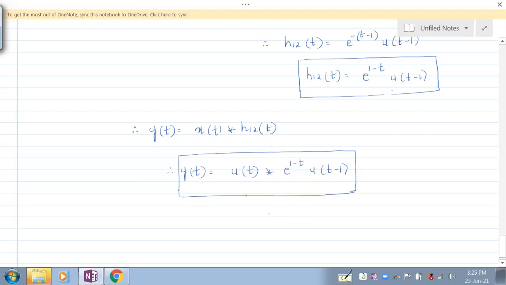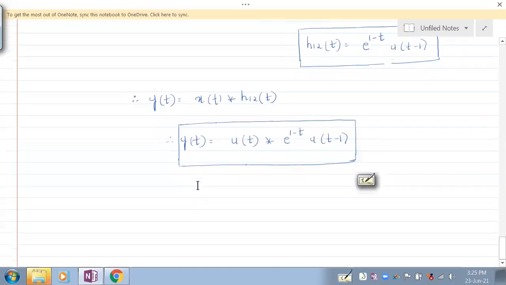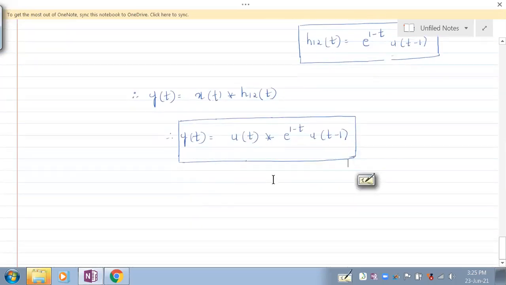So further you can just use the procedure to find out the convolution integral. Okay, so let's not do that here.